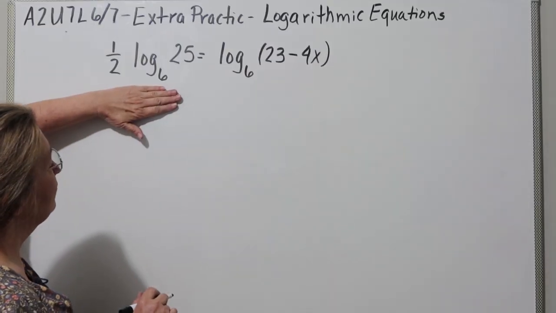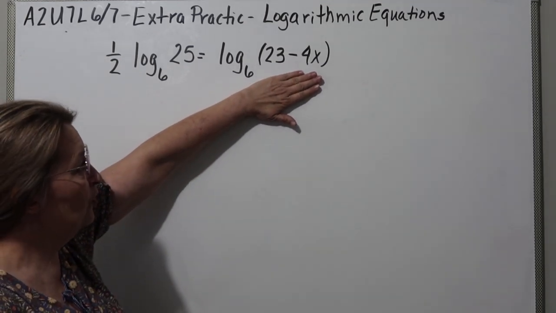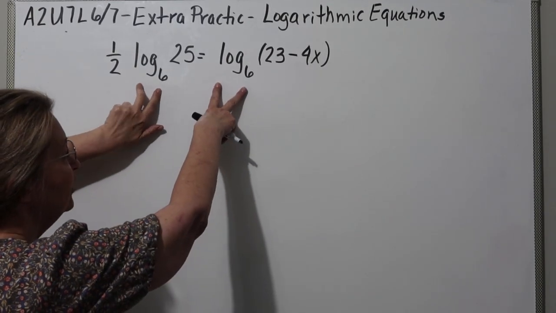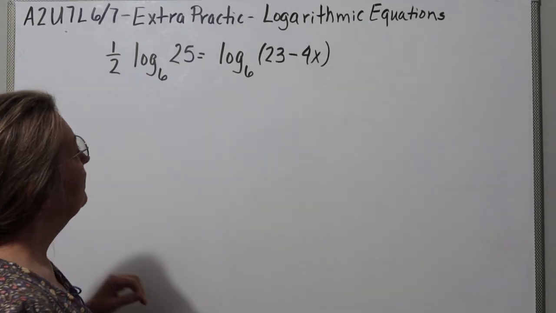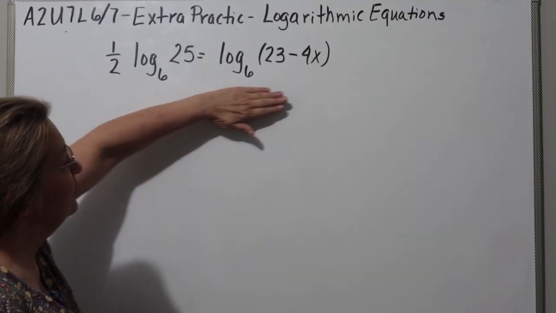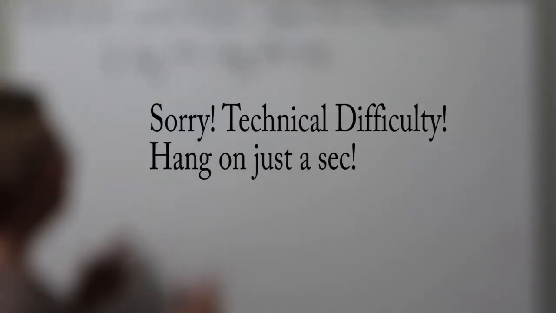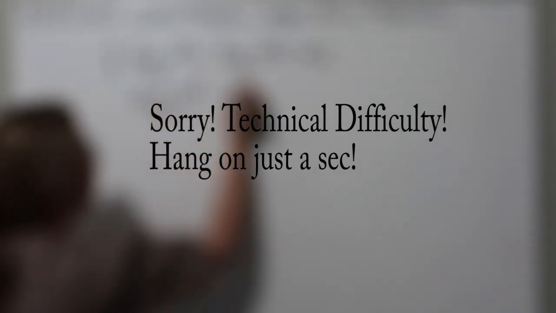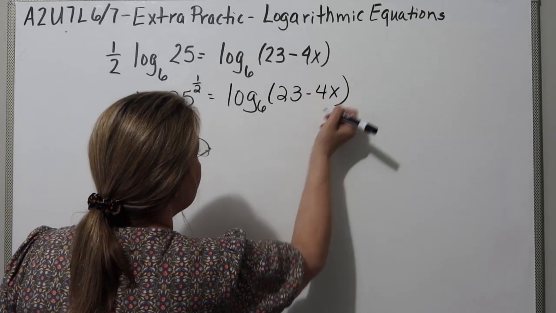I have one half log base 6 of 25 is equal to log base 6 of 23 minus 4x. Since I see these two matching logs on both sides of my equation, I would like to use the one-to-one property. So I need to condense first. This side is condensed, but on the left I have a coefficient in front of my log. I can use my power property to rewrite this as log base 6 of 25 to the 1/2 power, and this side is going to stay the same.